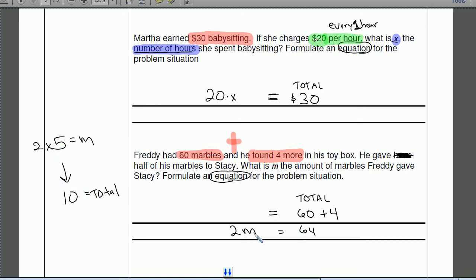So the same thing here. I don't know what m is, but whatever the value for m is, I'm going to multiply it times 2, and that's going to give me my total. So that's why I have m, and I'm going to multiply it times 2 so I can get 64. And that's it. That's the whole problem.